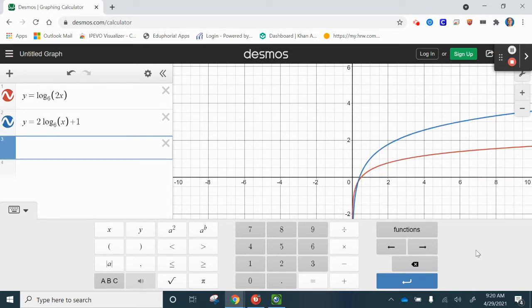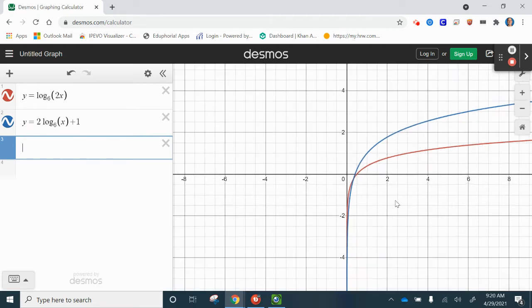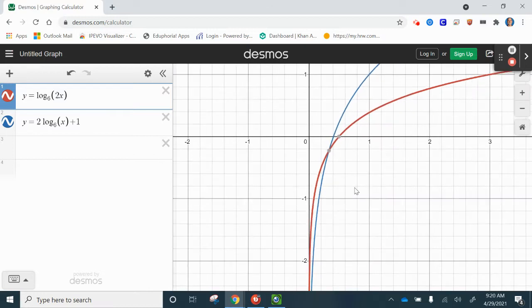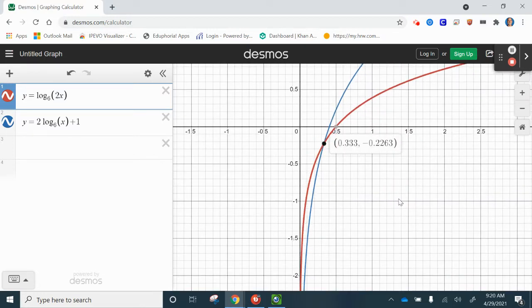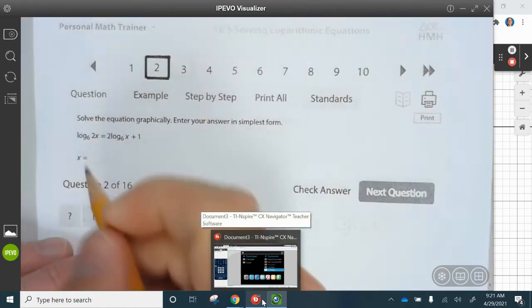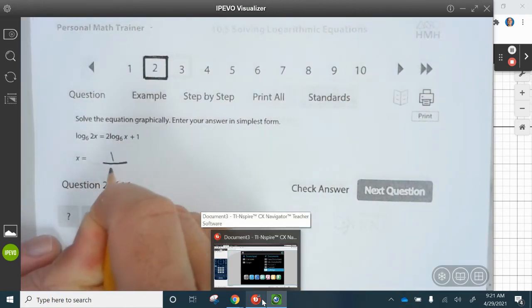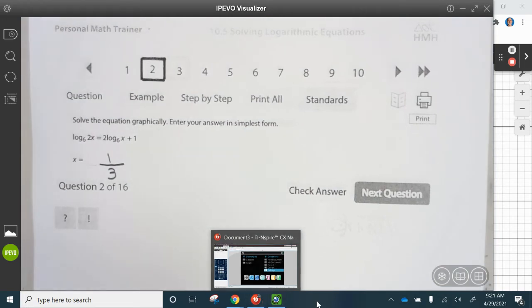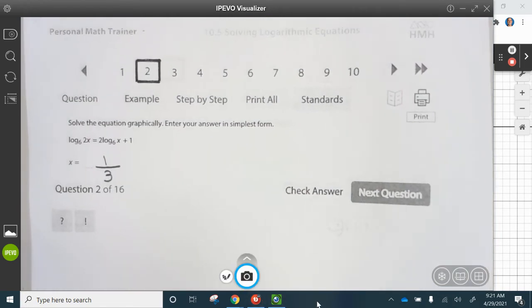Just enter, and then let's minimize this, and we're going to click on there, and then you want to be careful. 2 points show up. You want the point that intersects. Now you get 0.333, which as a fraction is 1/3. So x equals 1 divided by 3 is your answer. All right, let's move on to the next question.